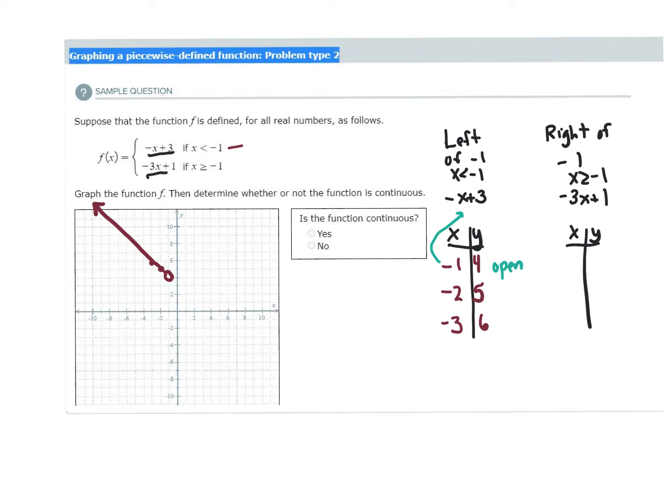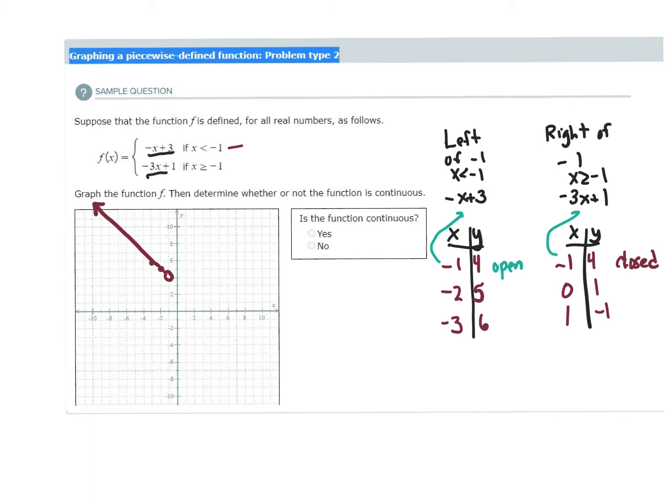So I'll do the same thing for the second one, and the second line could connect at this point or it could not. It's not predetermined. So I'll do -1 again. In this case, it's going to be a closed circle, because in this case, x can be -1. And then I'll do 0 and 1. I'm just picking numbers bigger than or equal to -1. So I'm going to put these numbers into this function. -3 times -1 is 3, plus 1 is 4. -3 times 0 is 0, plus 1 is 1. And if I go to 1, -3 times 1 is -3, plus 1 is -2.